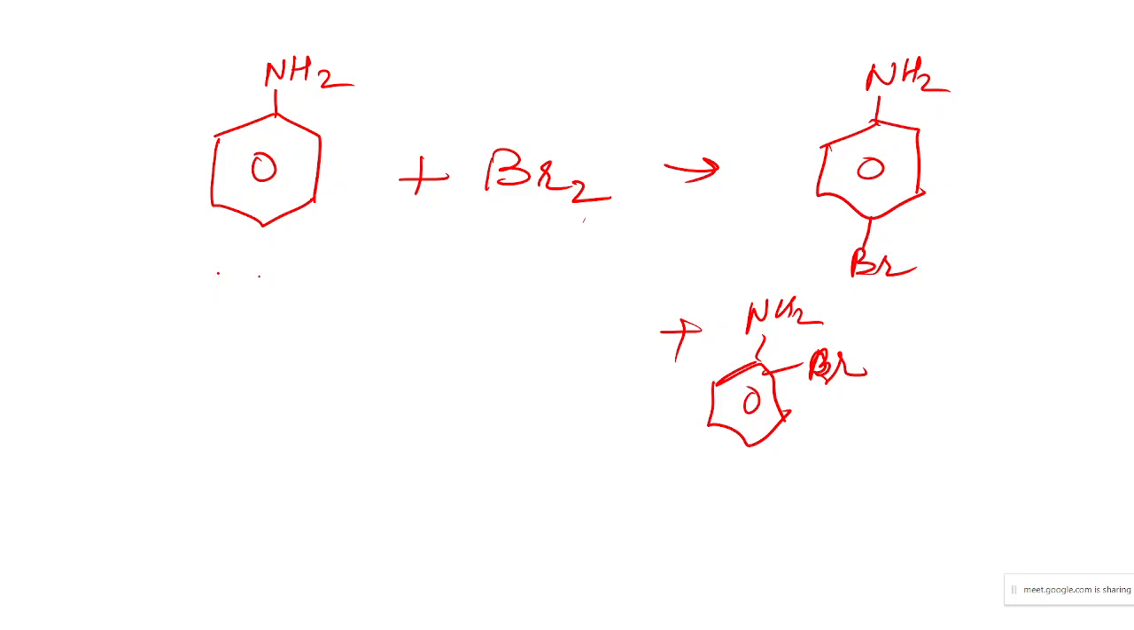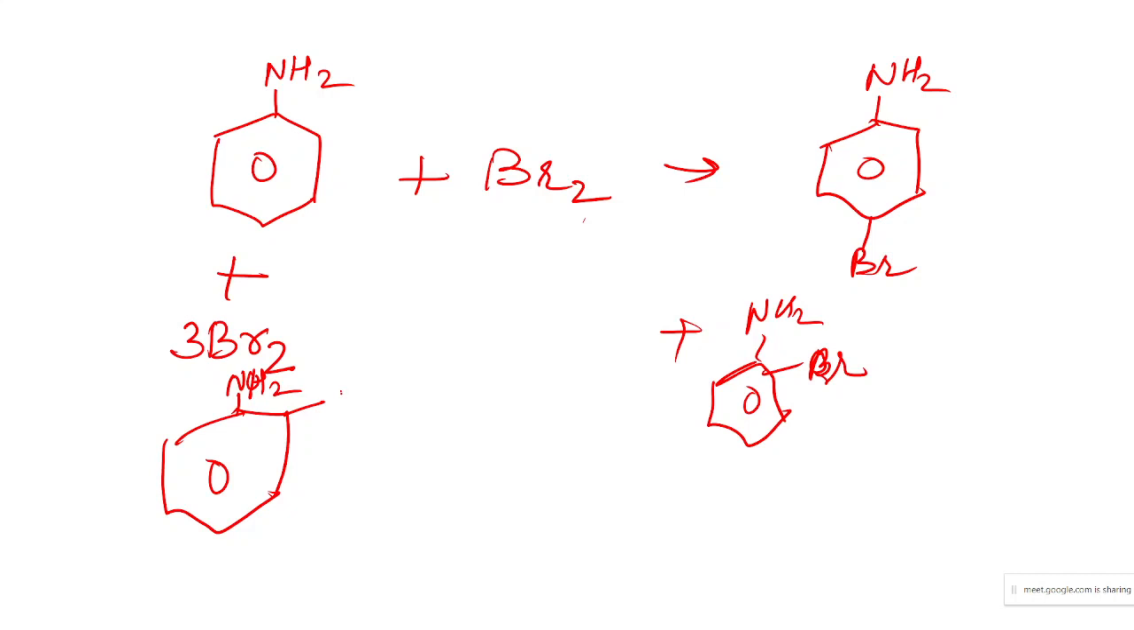But what will happen if the same compound reacts with more molecules of bromine? If 3 bromine are there, then in that case one single product will be formed, and in that single product you will get all the 3 positions substituted by Br. Now, all the other reactions are similar to those of phenol.